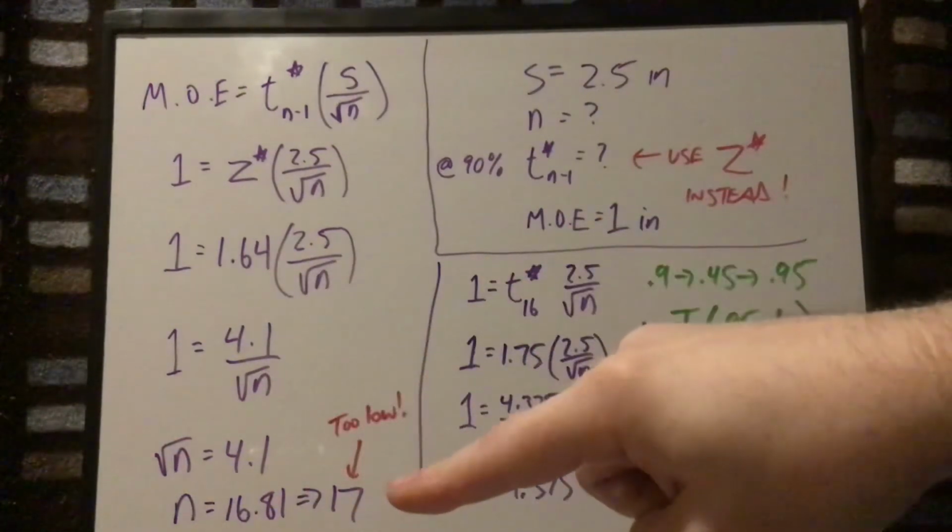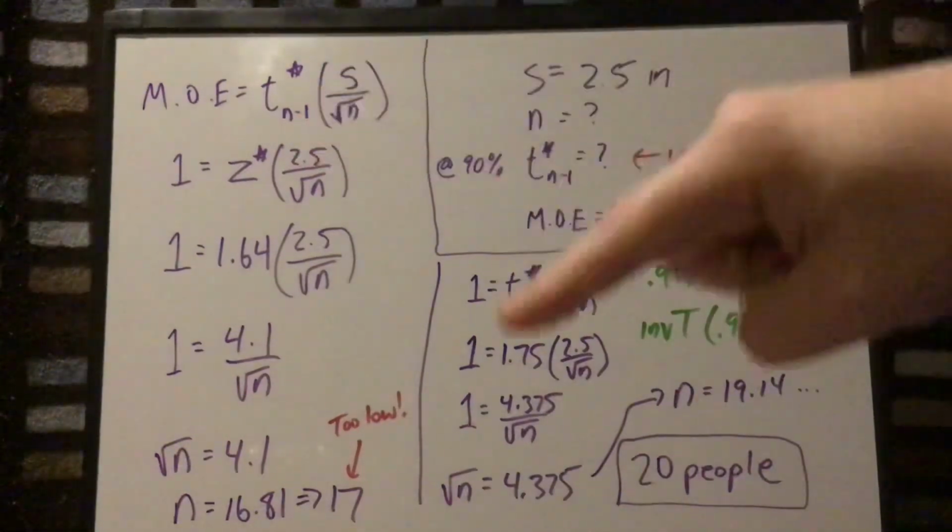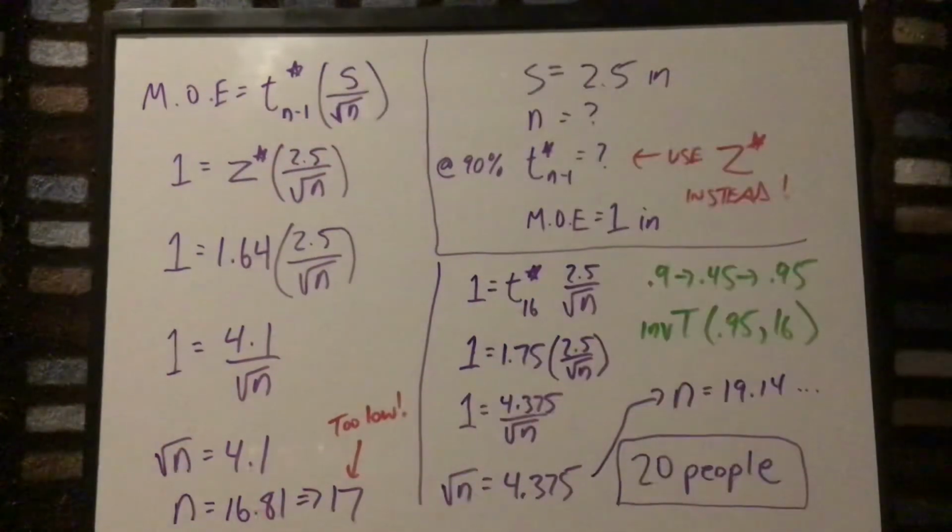And then this time I get 17. So if I had used a normal curve, I would need 17 people. Once again, it's too low. So I stress this because I wanted to do the harder examples. I didn't do an example where we didn't have to go further.